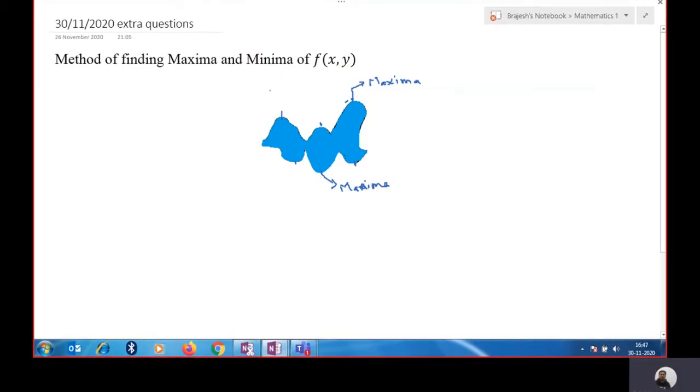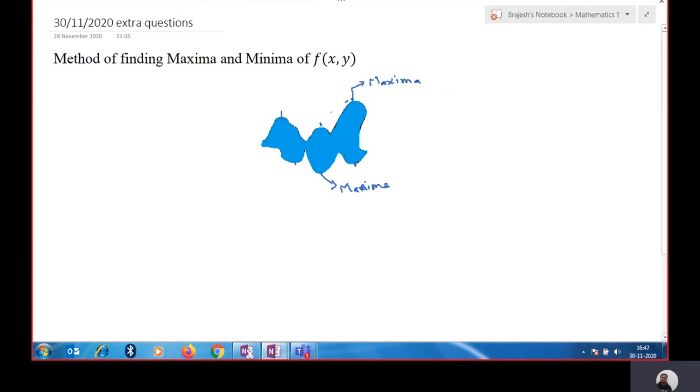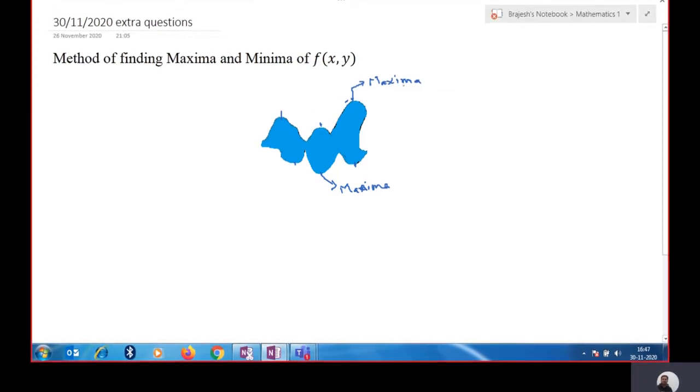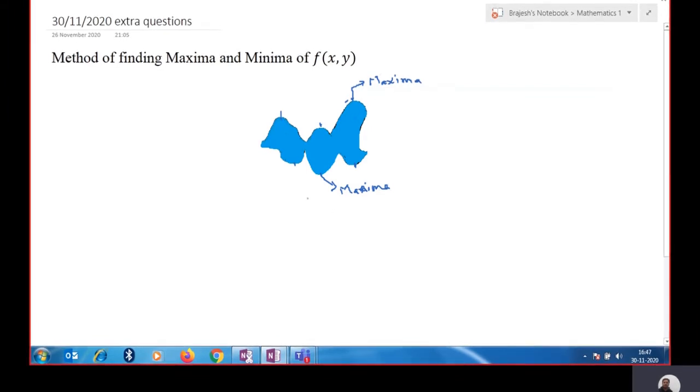Hi friends, today we are going to talk about the method of finding maxima and minima of the function of two variables f of x, y. So you can see in the figure the three top points that we define as maxima and the three lower points that we have defined here as minima.